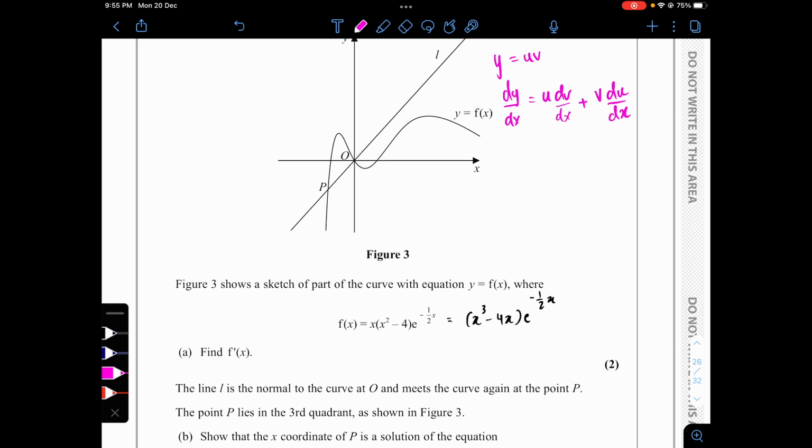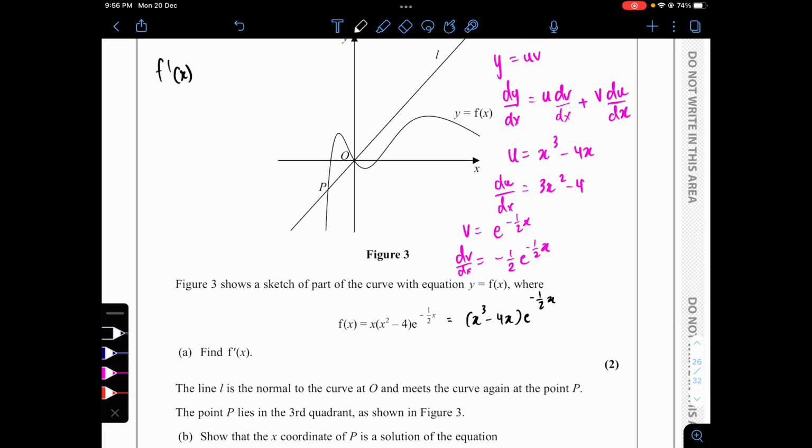So let's look at the variables. We have u equals x cubed minus 4x, and when you differentiate this, we get 3x squared minus 4. And v is e to the power of minus a half x. This is very easy. When you differentiate this, anything in the power just comes down below, so it becomes minus a half e to the power of minus a half x. That's pretty simple.